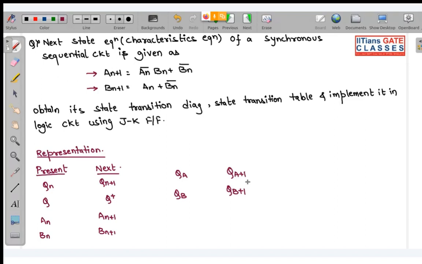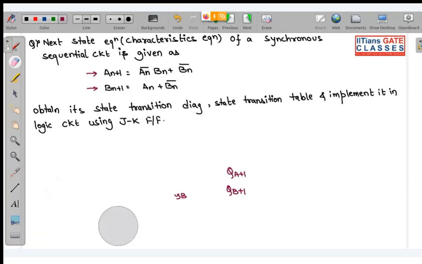So we will start with the question then. Look over here. I haven't given you the order, but usually the order will be given. Here I am telling you A is MSB and B is LSB. This will always be given to you in the question.